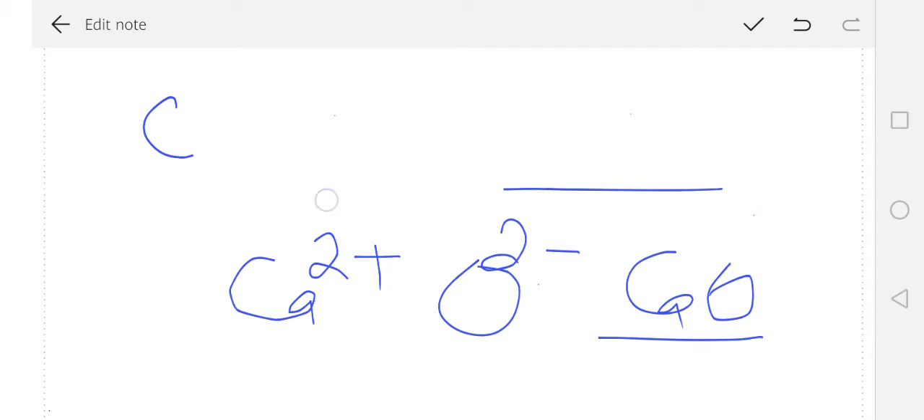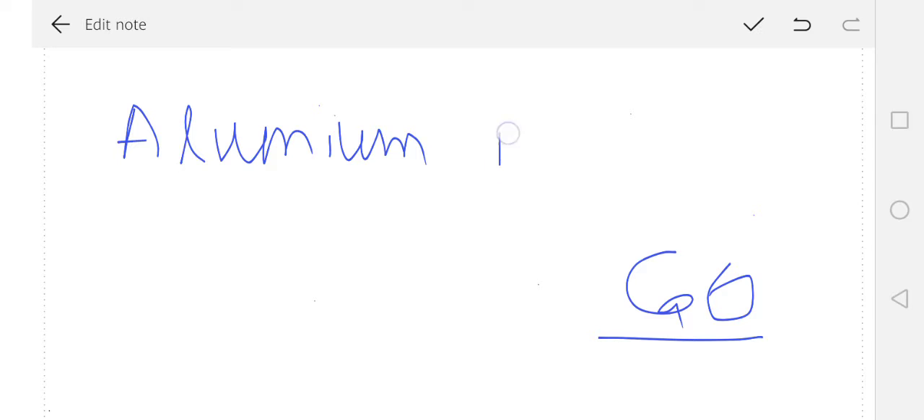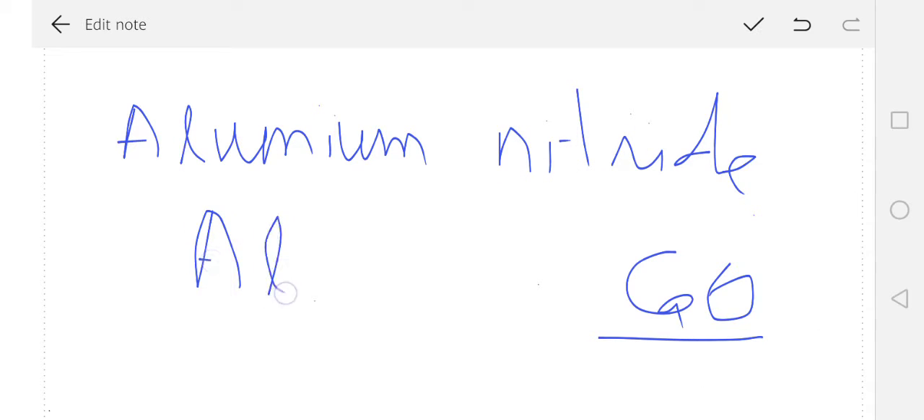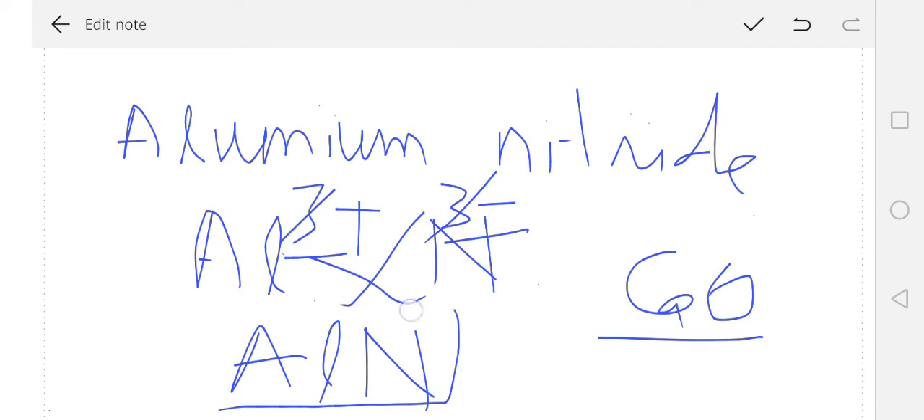Similarly, if you are supposed to write the formula of aluminium nitride. Aluminium has charge 3 plus, nitrogen has charge 3 minus. Because the positive and negative charges are equal, there is no need to write the 3 here, because they simply cancel out and the formula becomes AlN, just like calcium oxide.